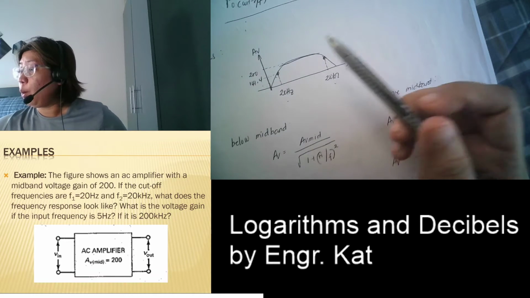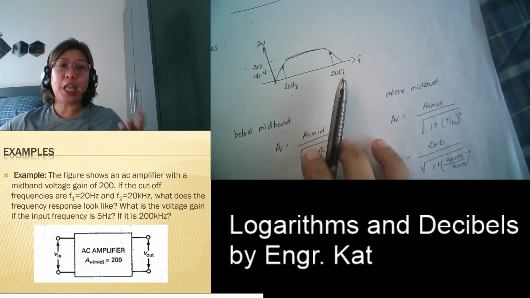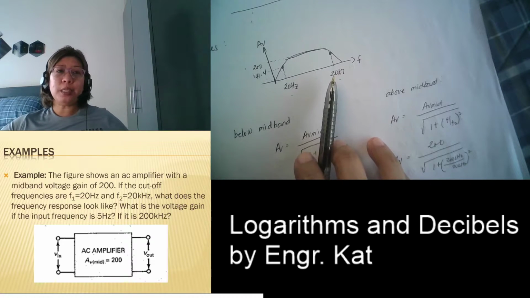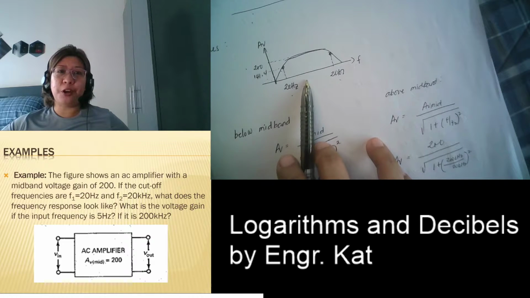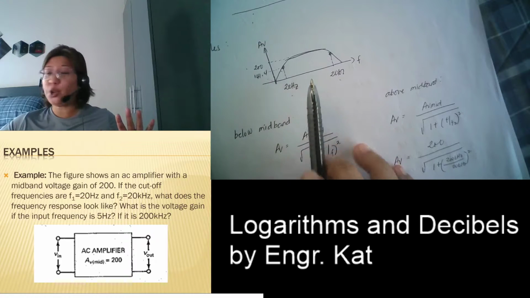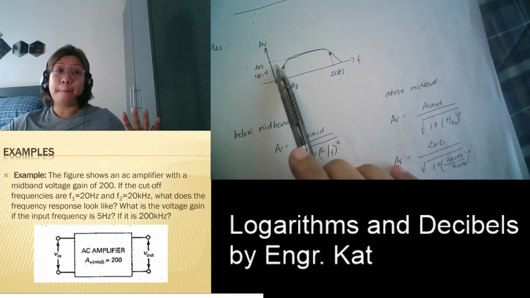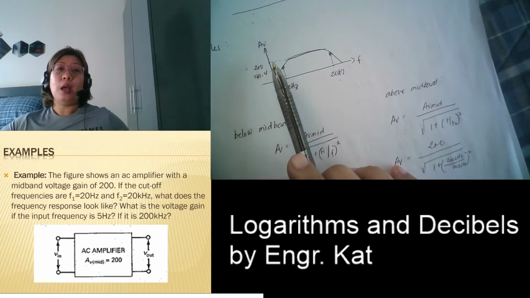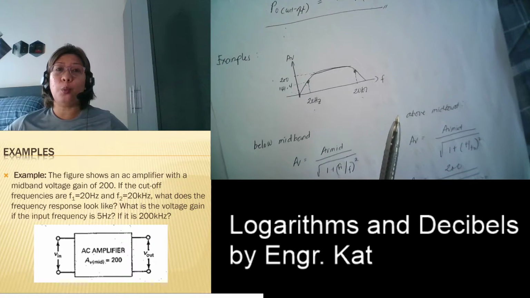So this is the frequency response. Every time you are asked to draw the frequency response of an AC amplifier, it will really look like this. The only thing that will change are the values of the cutoff frequencies and of course the value of your gain here. Now, what happens if we have a frequency which is lower than 20 hertz?